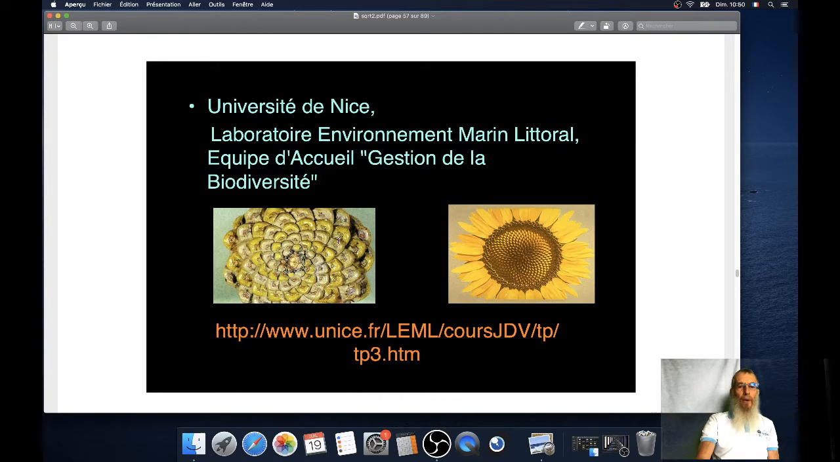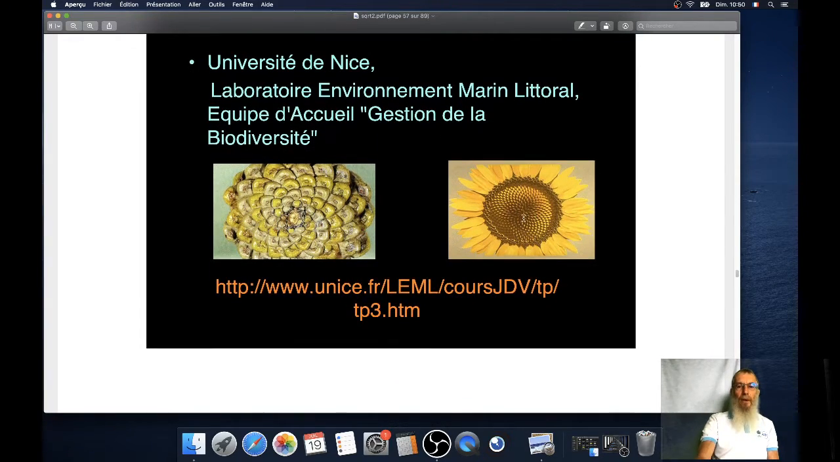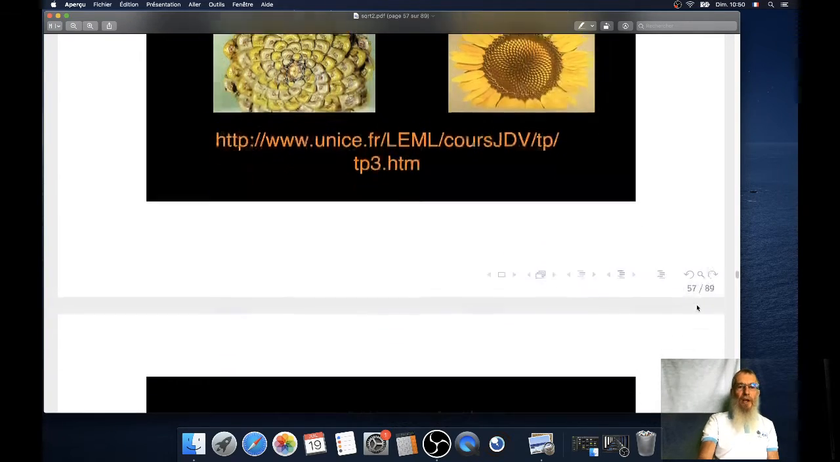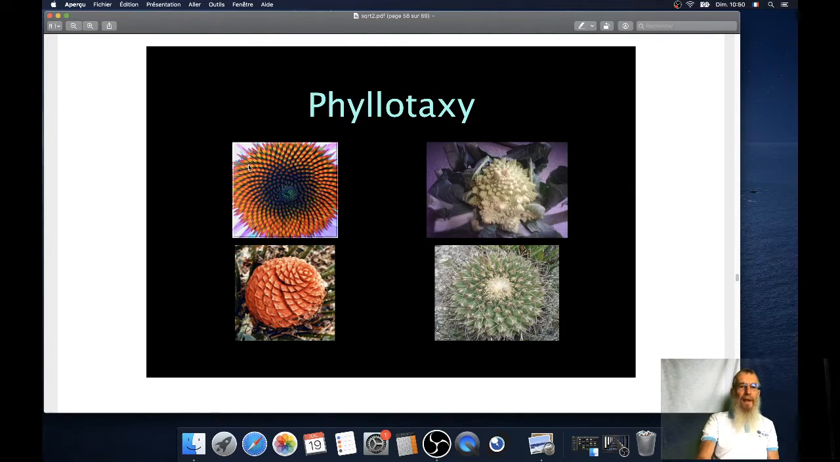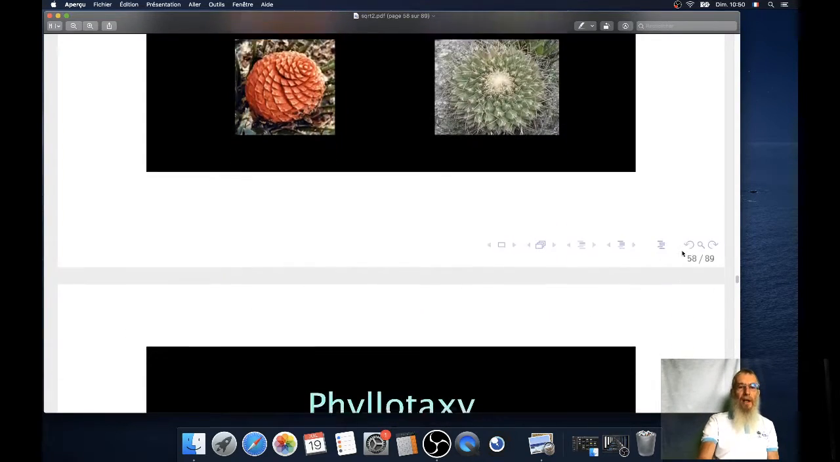So when you look at the spirals which occur in nature, like the pine cone or the sunflower here, you will see some spirals, and the number of spirals that you see is given by the sequence of Fibonacci. So these are just examples where you see these spirals, which occur quite clearly here, and these spirals are given by Fibonacci numbers.